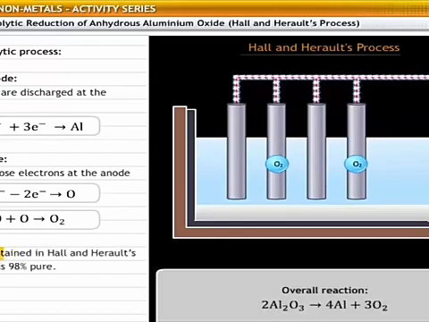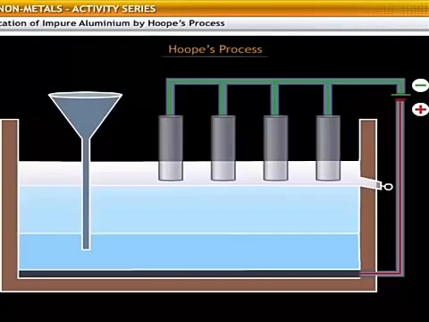The metal obtained after Hall and Heroult's process is about 98% pure. This needs to be purified further. The third step is purification of the electrolyzed output from Hall and Heroult's process. This is done by using a cell developed by Hoope. Therefore, the process is called Hoope's process.